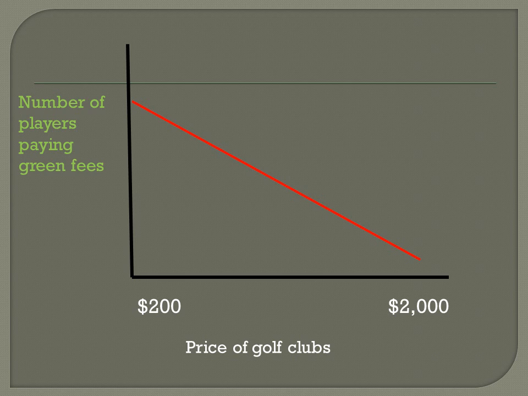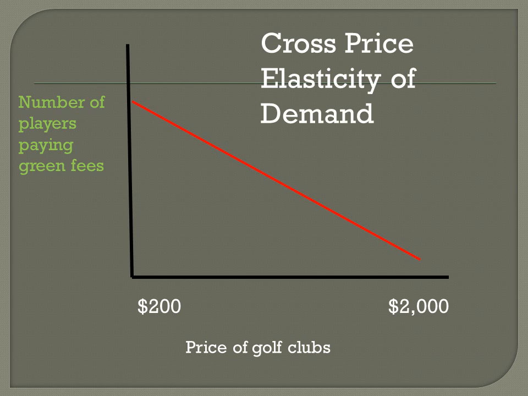In economics, this is called the cross-price elasticity, or the cross-elasticity of demand, and it measures the responsiveness of the demand for a good to a change in the price of another good. A negative cross-elasticity denotes two products that are complements. Having golf clubs and paying to play golf complement one another.